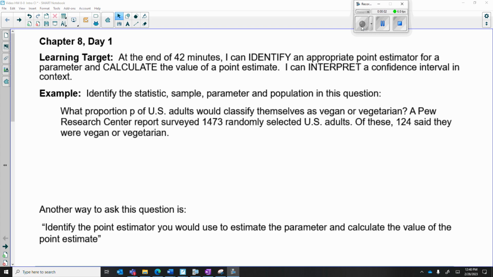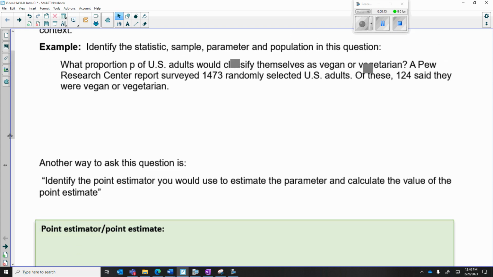This video is homework chapter 8:1. So this is going to be the intro of what we're going to do next, which is called confidence intervals. It is the last main theme of statistics. So the first thing we need to do is review the difference between a parameter and a statistic.